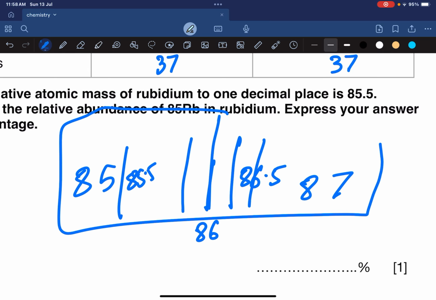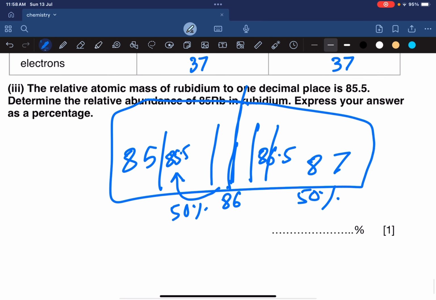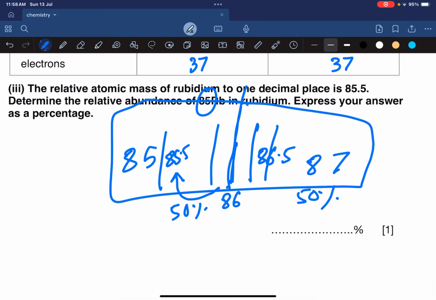I do it this way. I know it's a bit messy, but just try to think about it in this way. 86 is exact center. Over here you have 50%, over here you have 50%. If you move a bit, because your abundance is 85.5, it is not 50%. It is more towards this side. So that means that your percentage abundance of this 85 is going to be 75%. Why 75%? Because look, it's more towards 85.